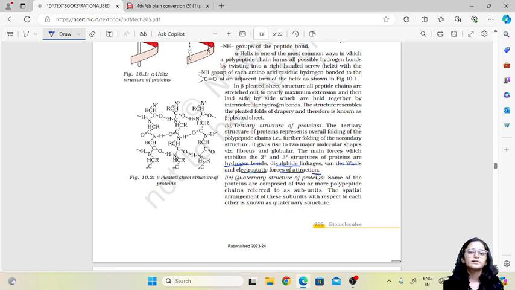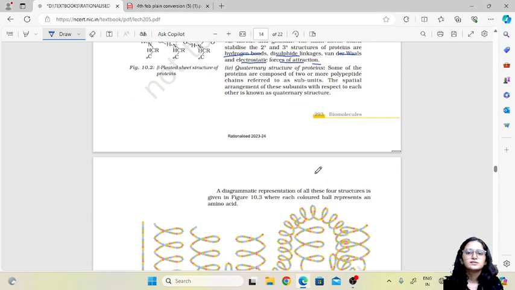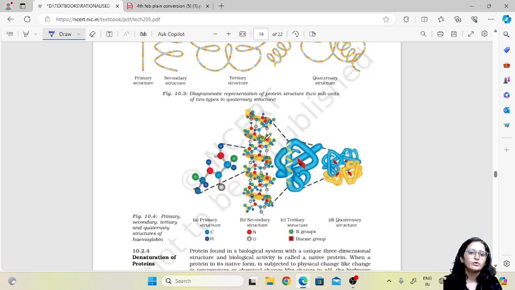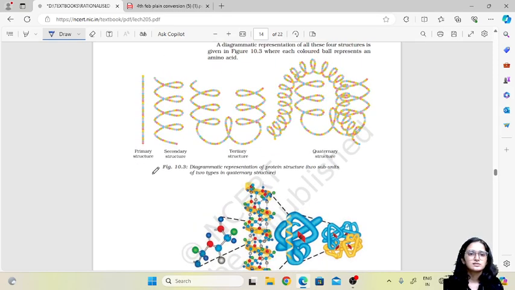Then last is quaternary structure. Quaternary structure means the spatial arrangement of the units with respect to each other, and here you can see all the four. Primary means a straight line, linear kind of structure. Secondary means the linear structure is further coiled. Then when you coil it more, it is tertiary structure, and the complex coiling will result in quaternary structure.